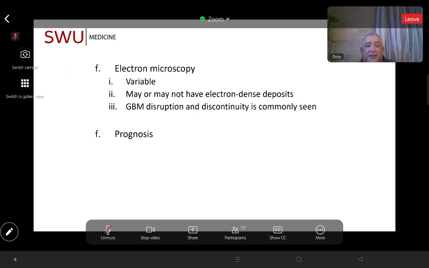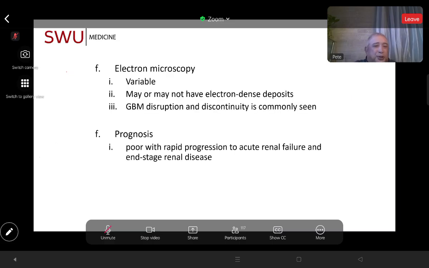Prognosis is poor. This will lead to acute renal failure and renal disease. So when you have been diagnosed with RPGN, the prognosis is that within weeks to months you'll have renal failure. So can you imagine my context?